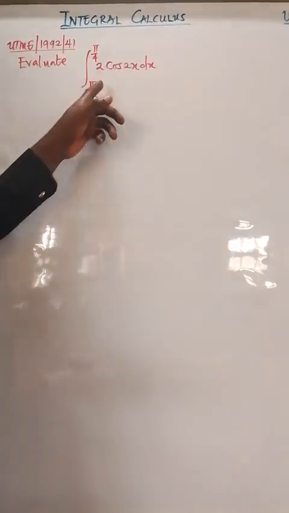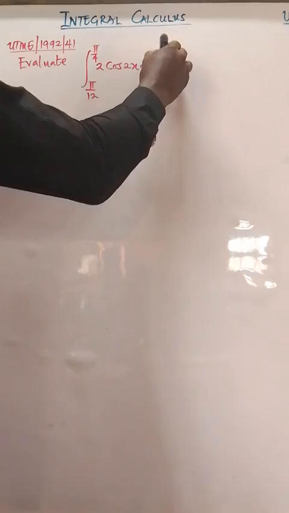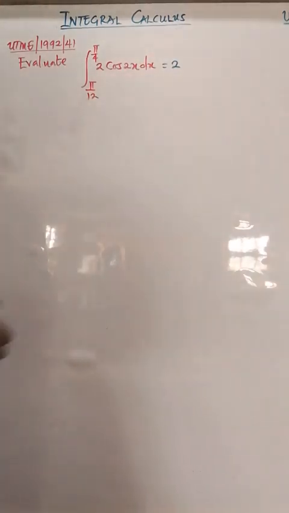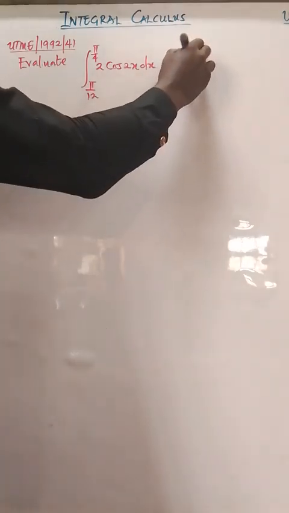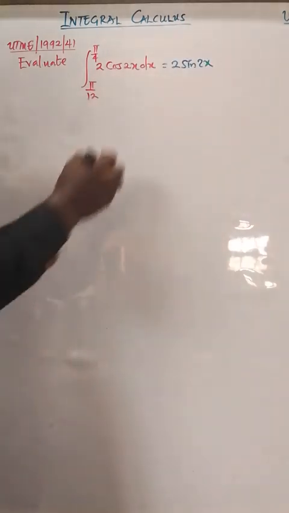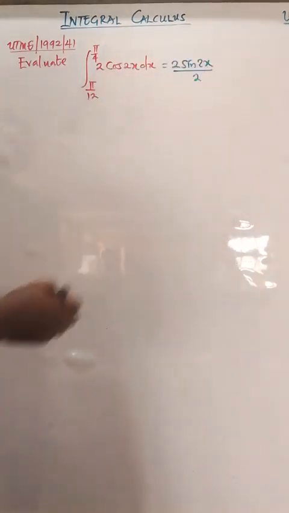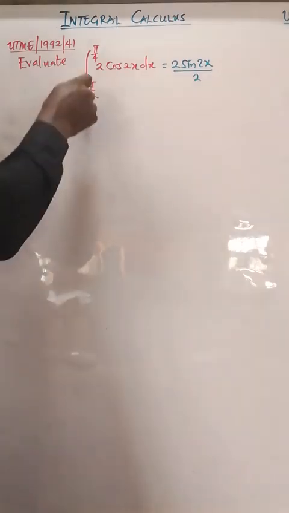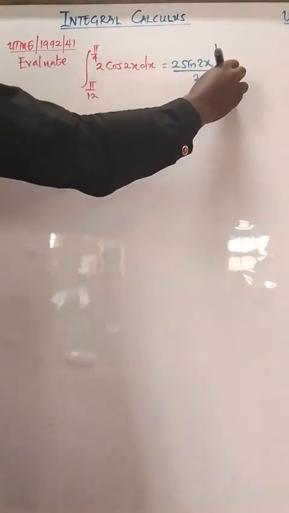So this is the question. Evaluate the integral from pi over 12 to pi over 4 of 2 cos 2x. First, this 2 is a constant, so bring it out. If we integrate cos, we get sine. If we integrate cos 2x, we get sine 2x. Then divide by the derivative of the inside. If we differentiate 2x, it's 2. Plus c, right? You don't have to put plus c here because we are already given the boundary. So just put pi over 12 to pi over 4.